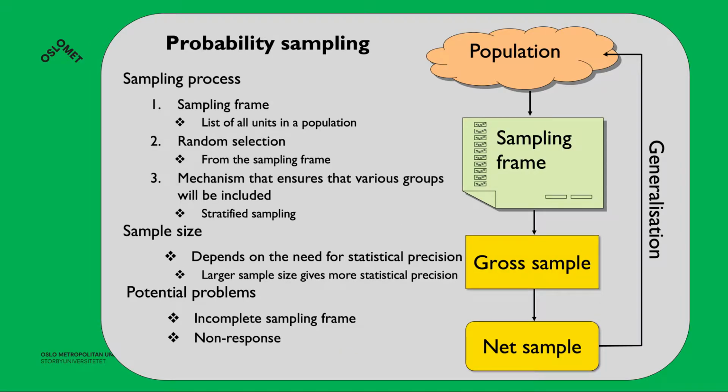And let's look at how this can be illustrated. Probability sampling. We have a population, and from that population we make a sampling frame. And a sampling frame is a list of all units in the population. From that sampling frame we make a random selection, but we can also introduce a mechanism that ensures that various groups will be included. Often we will get a representative sample by making a random selection from the sampling frame.